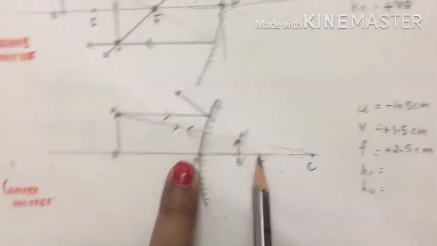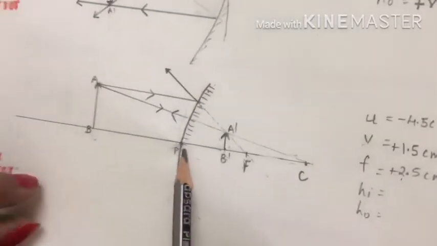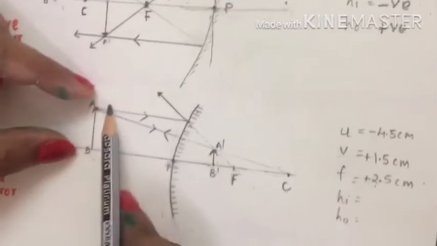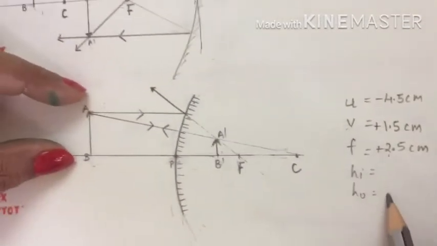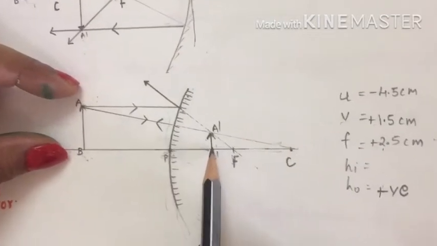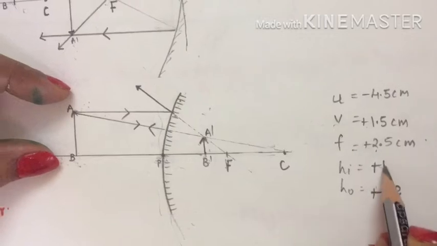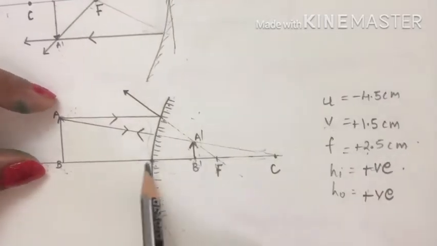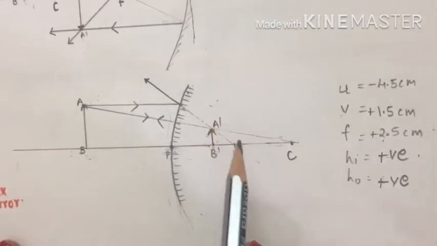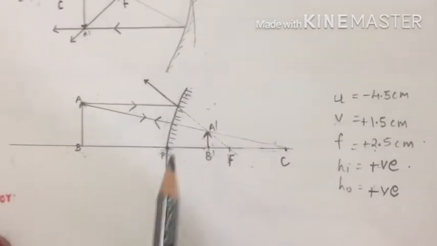F, again, is on the right hand side, so it is positive 2.5. Height of the object is above the principal axis. Above means positive y, so this will be positive. Similarly, height of the image is also above the principal axis, positive y, so this will also be taken as positive, right? So the rule is: in the direction of the incident ray it is positive, and opposite to the direction of the incident ray it is negative, right?